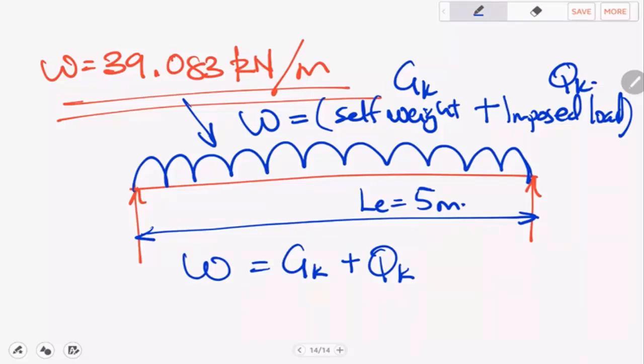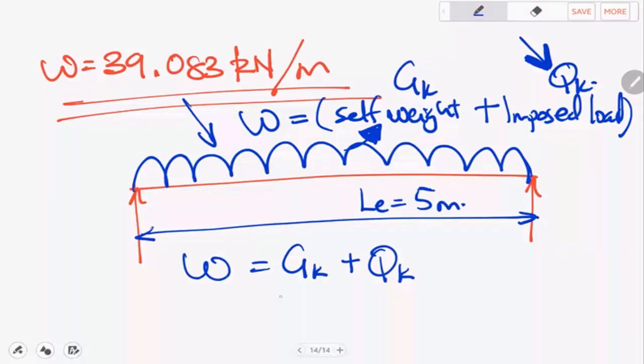So we are saying the self-weight of the beam plus the imposed load must not exceed 39.09 kilonewtons per meter. Otherwise, if it does exceed 39.09, then we've got a problem. So in order for us to ascertain the maximum live load which can be carried, we need to determine how much is the self-weight.